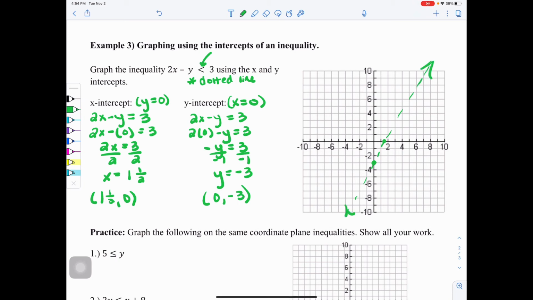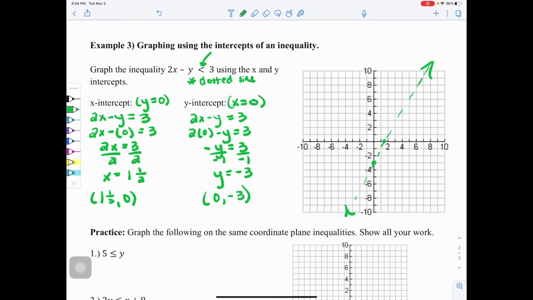Now, when it comes to shading and the lines are tilted this way, as we've talked about before, it's best to check a value. And the easiest value to check is 0, 0. So 0, 0 is the origin. If I check that point in the inequality and it does work, then I know to shade towards 0, 0. If I check that value and it does not work, then I know to shade the opposite direction.